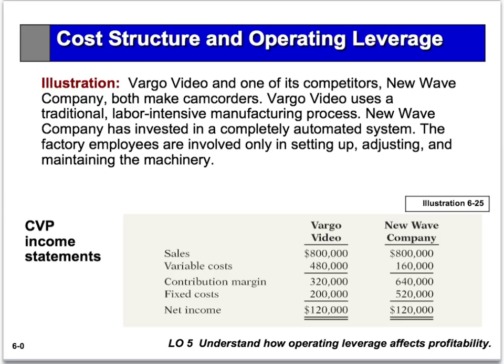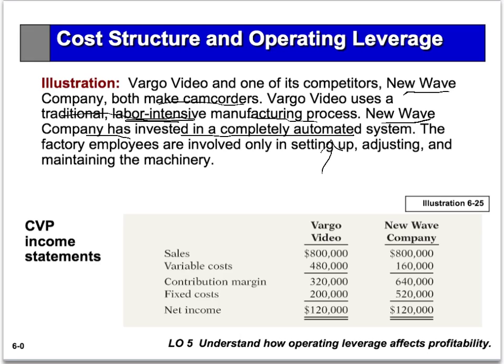For example, let's use an illustration. Vargo Video and one of its competitors, New Wave Company, both make the same product. Vargo uses a traditional labor-intensive manufacturing process. That means a lot of direct labor. Direct labor is variable. Whereas New Wave Company has invested in machinery and they have an automated system. So therefore, if you have an automated system, you invested heavily in machinery and therefore you have fixed costs.